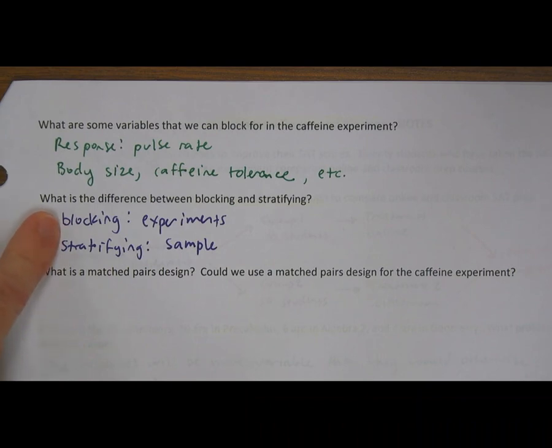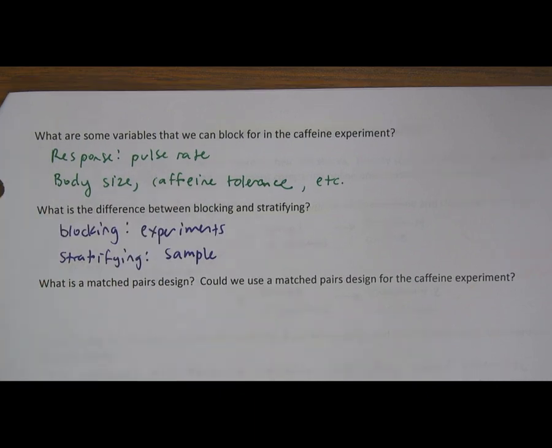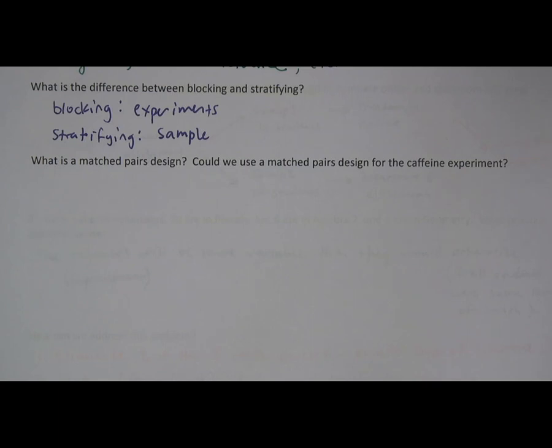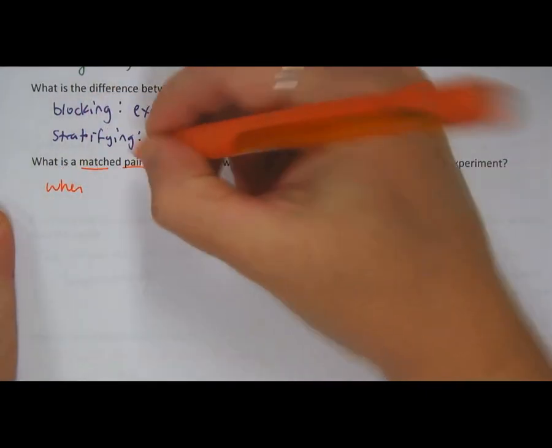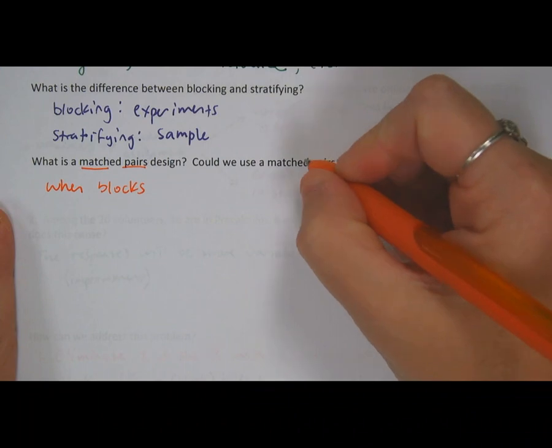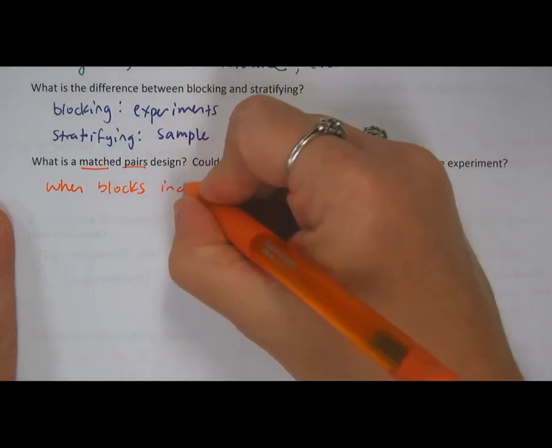Where blocking would be, hey, I have these people who said they would participate. Now I need to split them up into their homogeneous groups. Matched pairs design is really interesting, and it's something that they like to put on free response. So matched pairs design is when blocks include only 2 units. Matched pairs, here's your clue, it's 2. When blocks include only 2 units.